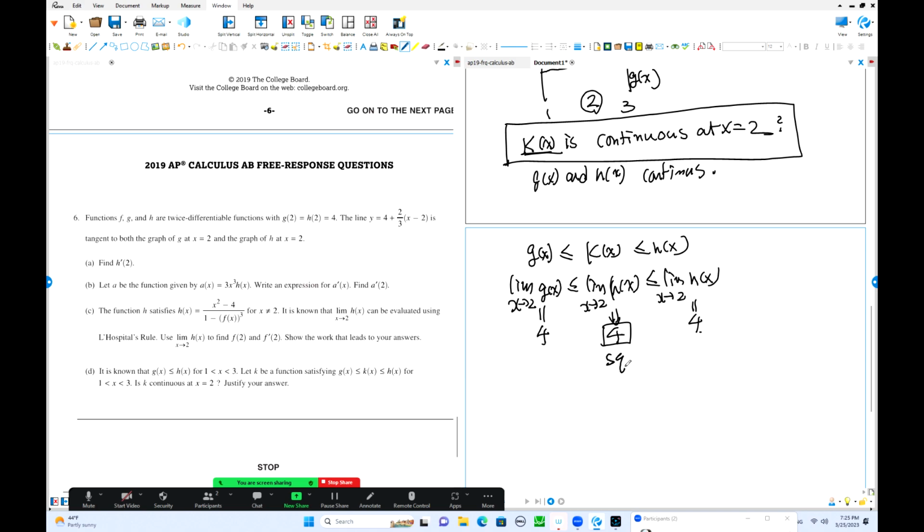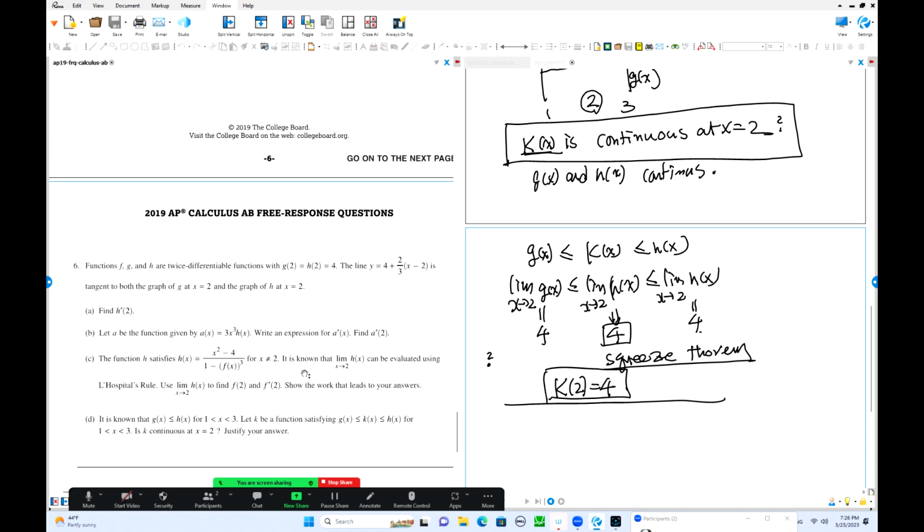This is what we call the squeeze theorem. I think they are asking about this squeeze here. So k of 2 must be equal to 4, so that it is continuous. Because k of 2 is 4. Yeah, that's the way we can answer this one. This one is a little hard, a little weird question, okay?